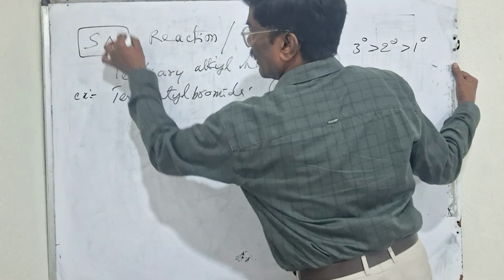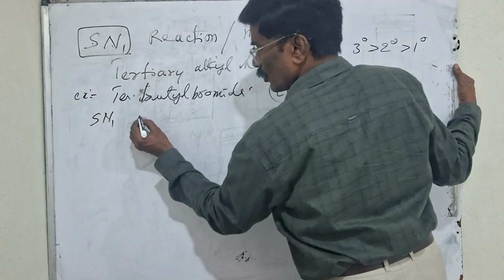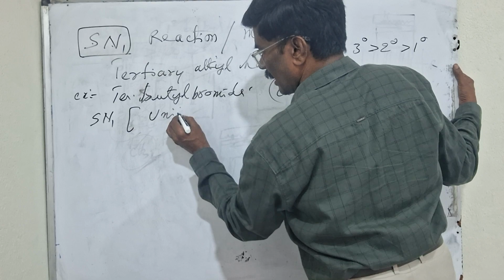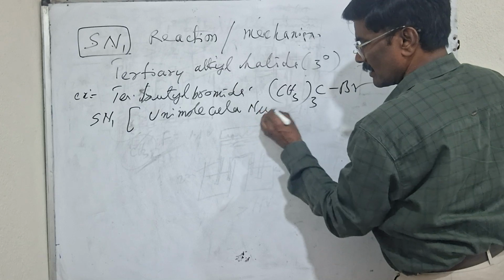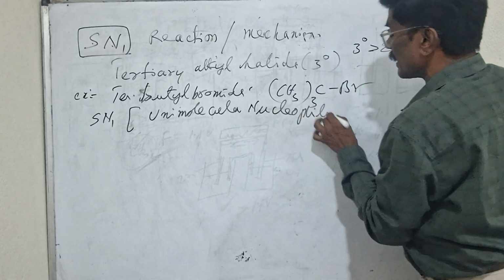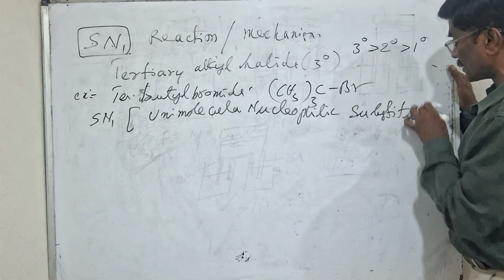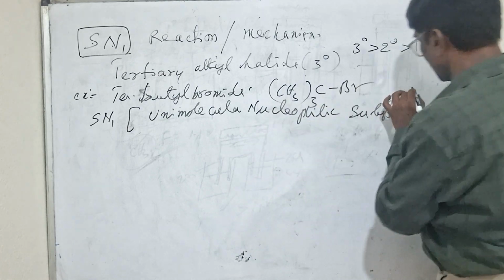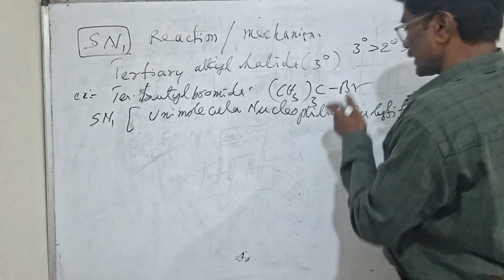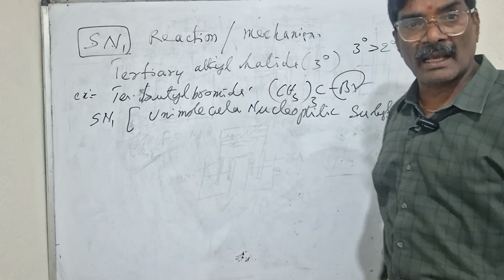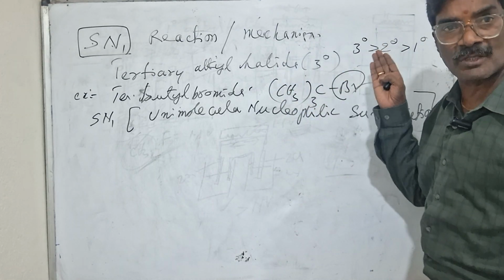What is the full form of SN1? SN1 means nucleophilic substitution unimolecular. One means unimolecular, N means nucleophilic, S means substitution reactions. Here the bromine atom is a leaving group, it leaves in the reaction.